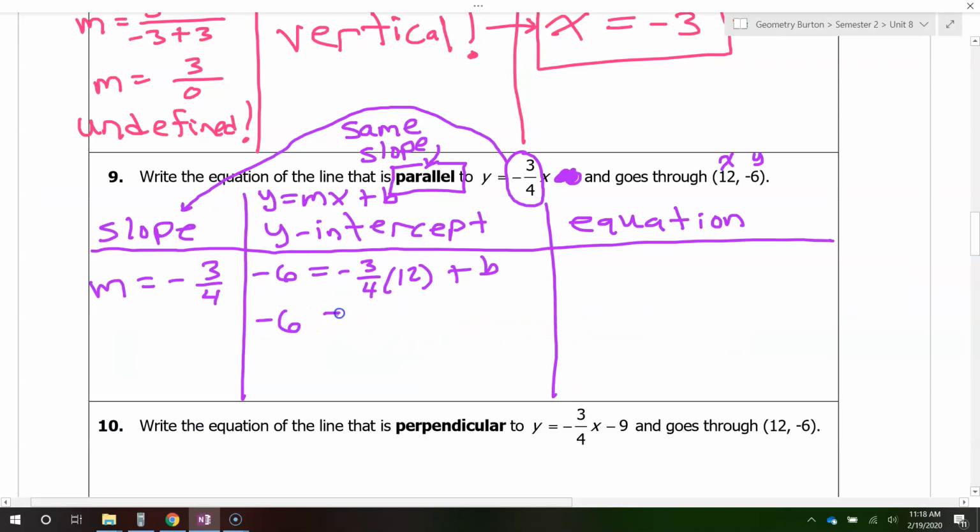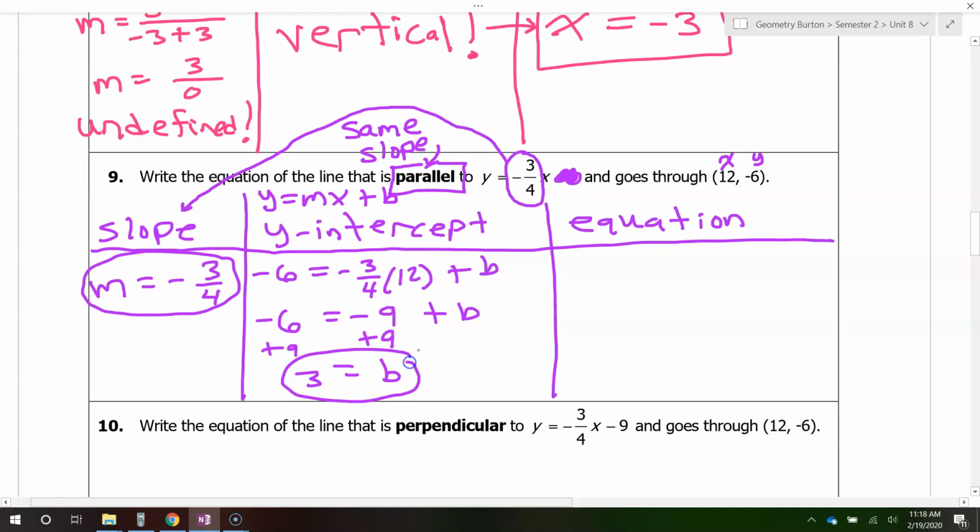So I have -6 is equal to -9 plus b. Then I will add 9 to both sides, and that gives me 3. So now I have the slope and I have the y-intercept. So my equation will be y = -3/4 x plus 3. I simply substituted in the slope and the y-intercept here and here.